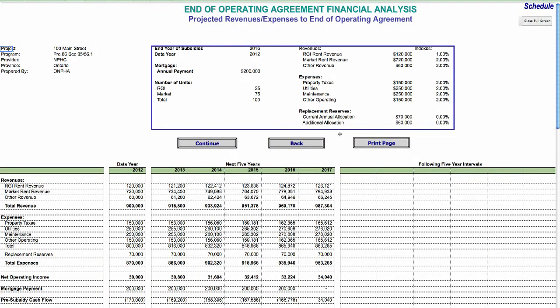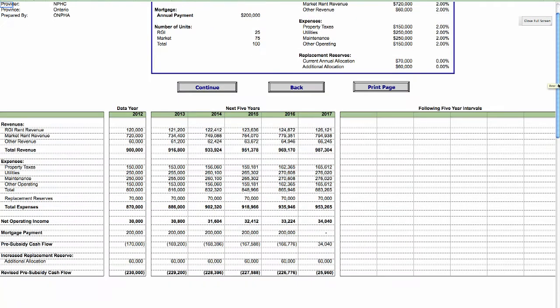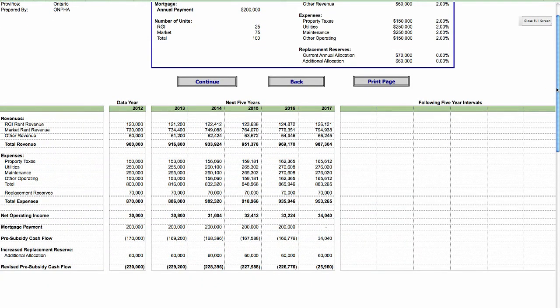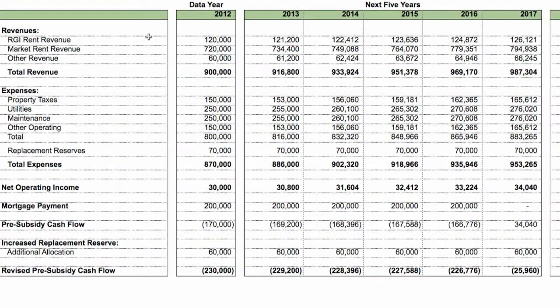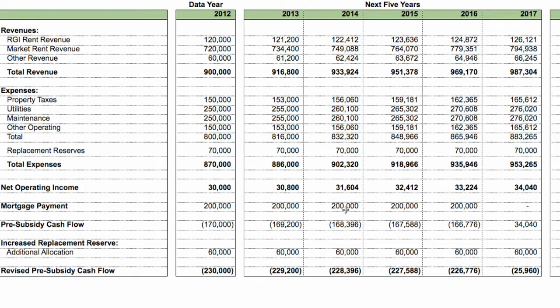All that base level data is up on the top here. And again, that's locked in, so that's not going to go away. You can always refer to that. But on the bottom, and this is where you're going to be focusing in terms of your projections, you've got all your revenues, all your expenses, again just picking up on that last slide and carrying them forward according to those indexed rates. And now we're looking at where your risk is. So your net operating income is simply the difference between revenue and expenses. You've got your mortgage payment, and you've got your pre-subsidy cash flow.